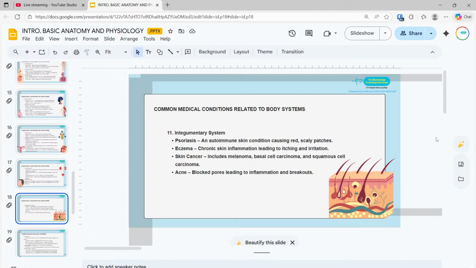All right, let's continue. We have the integumentary system. For the integumentary system, we have psoriasis. This is an autoimmune skin condition causing red or scaly patches. And then we have eczema, a chronic skin inflammation leading to itching and irritation. And then we have skin cancer that includes melanoma, basal cell carcinoma, and squamous cell carcinoma. And acne, these are clogged pores leading to inflammation and breakouts.